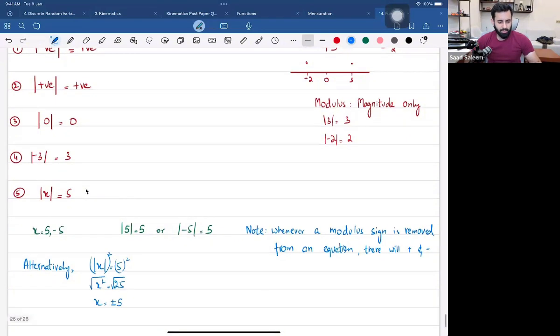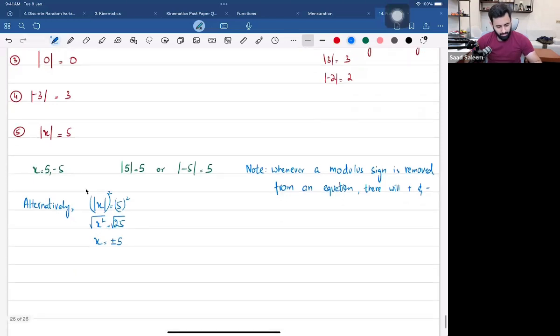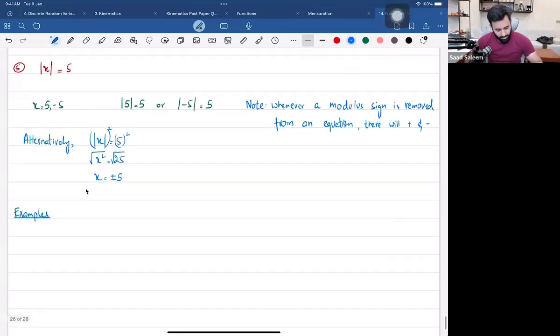Yeah, so 0, obviously there is no sign, which is why modulus of 0 is 0. Now let's do some examples. Let's do some examples where we solve modulus equations.